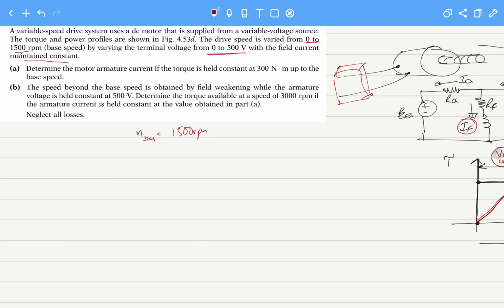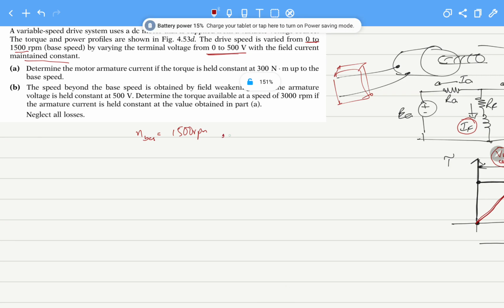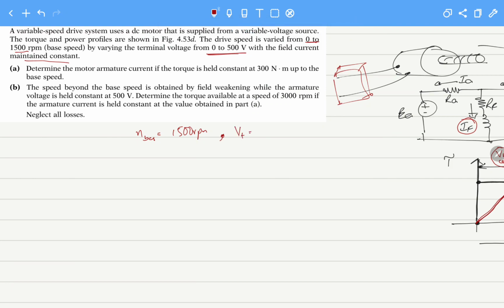Determine the motor armature current if the torque is held constant at 300 Newton meters up to the base speed. So the base speed is 1500 rpm, and the terminal voltage is actually equal to 500 volts. That is approximately equal to EA. Now how we can do this is, we know that EA equals K phi omega.